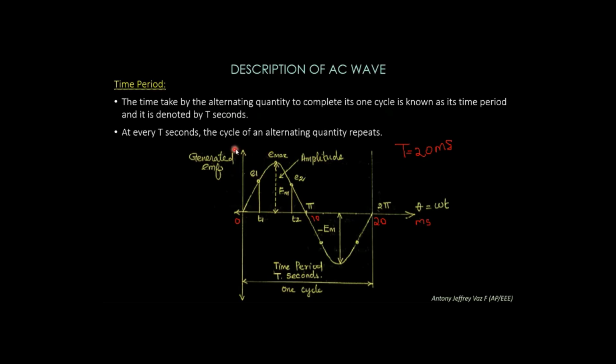At every T seconds, the cycle of an alternating quantity repeats. So after this 20 milliseconds, if you see from 20 to 40 milliseconds, the same cycle will be present here.